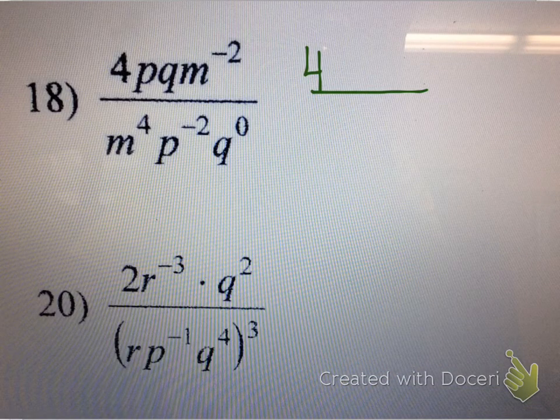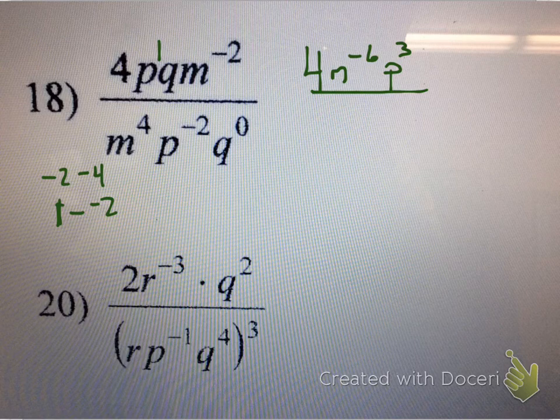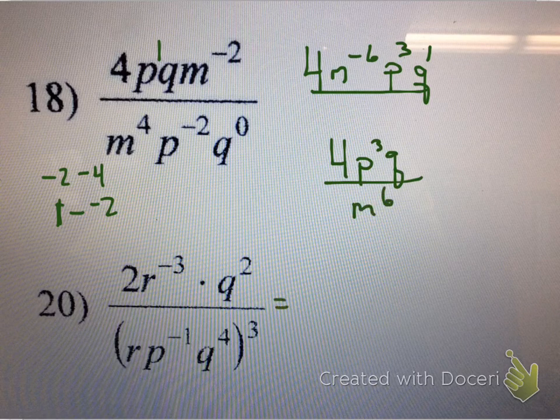Okay, so let's see here. Now we're going to do this one. Number 18, we got the 4. Negative 2 minus 4 for the m, because I like to do these in alphabetical order. So negative 2 minus 4 gives me m negative 6. 1 minus a negative 2 gives me p3. And then the q, 1 minus 0, is just q1. So I can see here that the m is going to move down to the bottom, and the p and q will stay on top.